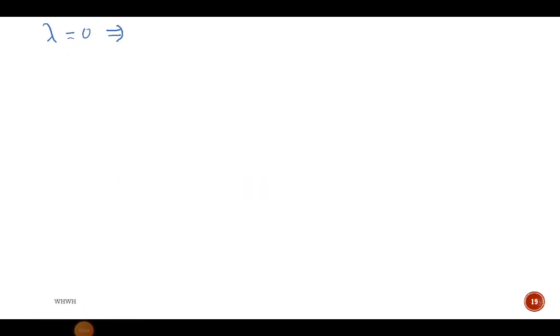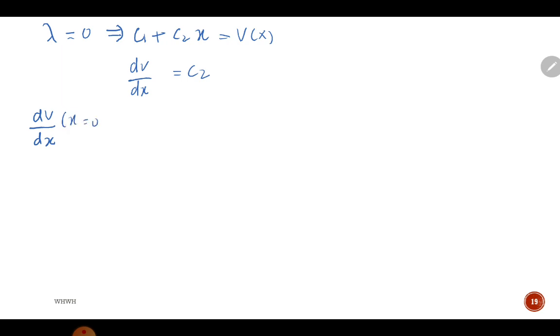Okay, for lambda equals to 0, dia punya solution is C1 plus C2x, kan? So again, Vx kita, Vx sama dengan C1 plus C2x. So we need to differentiate this time to check for its boundary condition. So dv over dx is equals to C2. Dan dari sini kita ada dia punya initial condition dv over dx at x equals to 0 is 0. So definitely daripada sini kita dapat C2 is equals to 0. Okay, C2 is equals to 0.